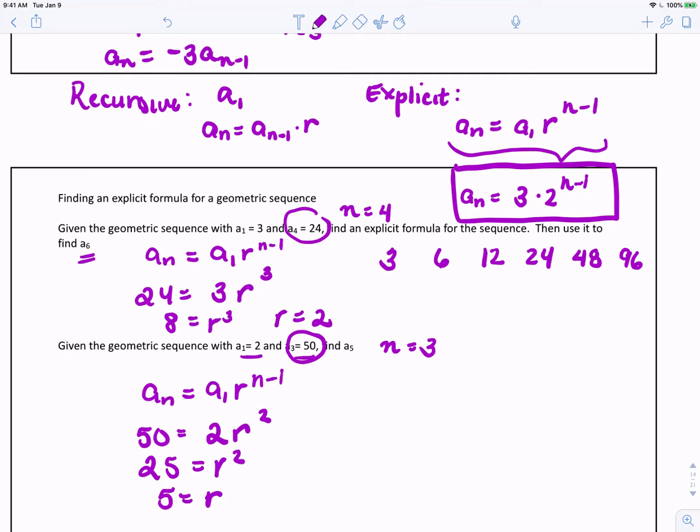And so this geometric sequence can be defined explicitly as a sub n is equal to the first term times 5 to the n minus 1. And so if we wanted to find the fifth term, we would simply take 2 times 5 to the 5 minus 1, or 4. And let's take a moment and actually work that out. So 5 to the 4th times 2. The fifth term in this sequence would be 1,250.